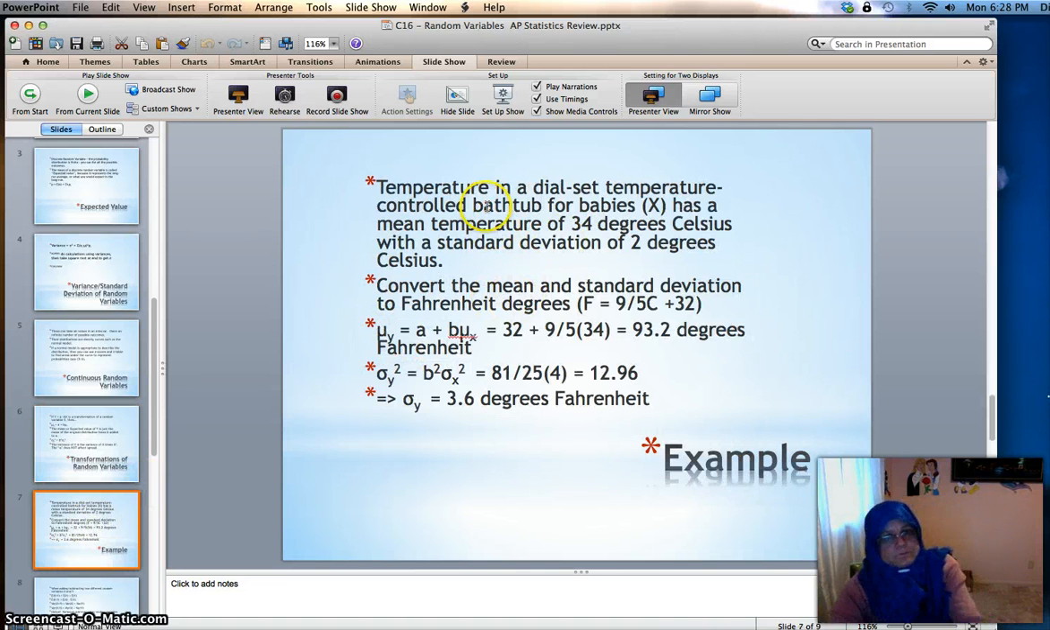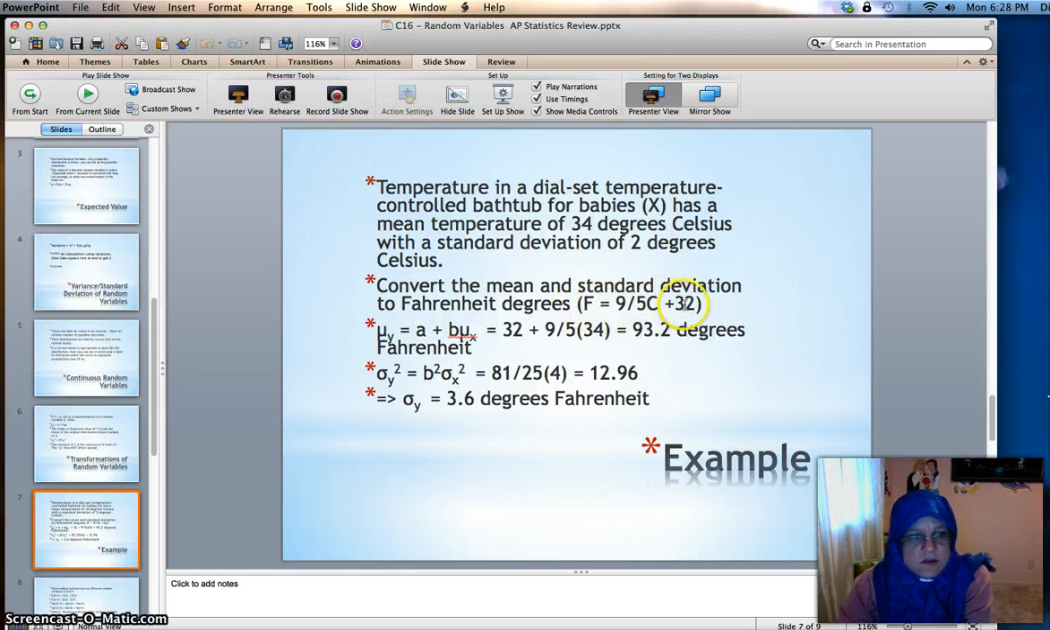So an example: temperature in a dial-set temperature controlled bathtub for babies. Variable X has a mean temperature of 34 degrees Celsius with a standard deviation of 2 degrees Celsius. Convert the mean and standard deviation to Fahrenheit degrees. So here's our formula for converting Celsius degrees to Fahrenheit degrees.